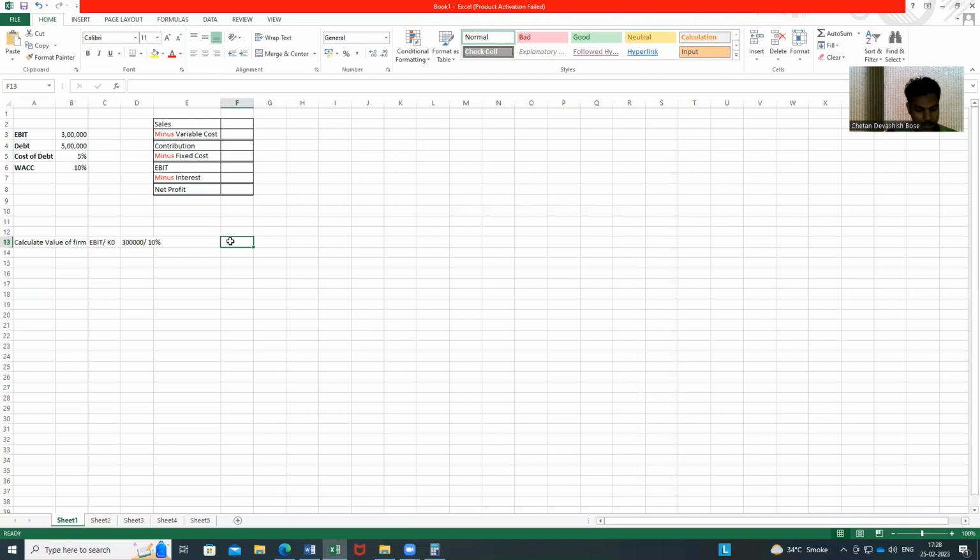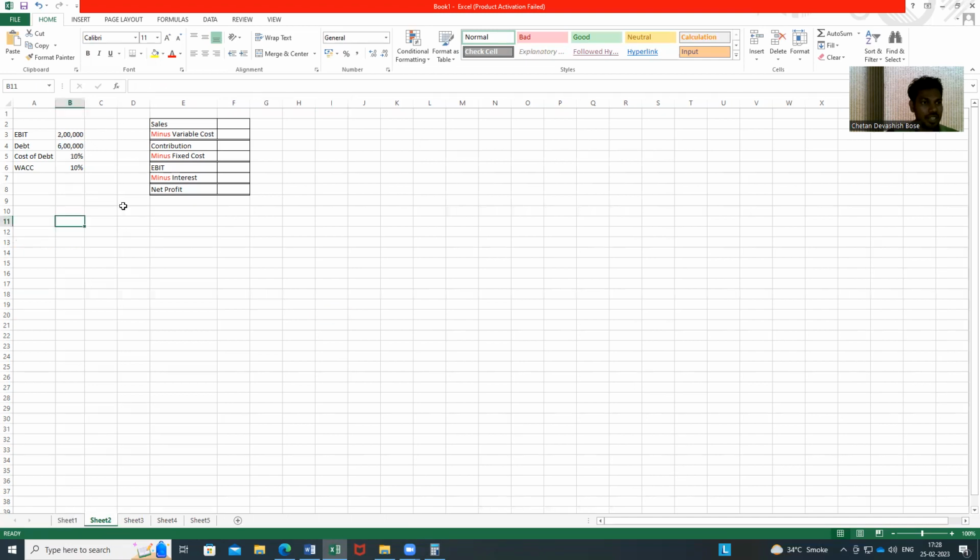And this is nothing but 30 lakh rupees, not thousand, sorry. This is nothing but value of firm. So if the question asks for value of firm, this is how we need to calculate.